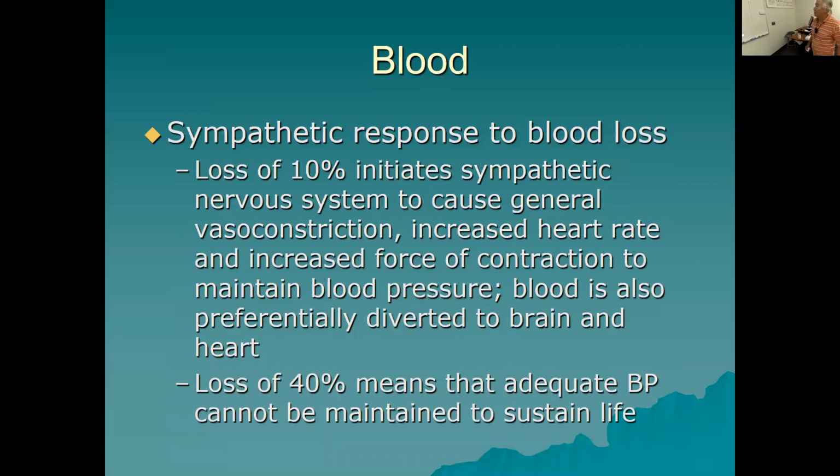Okay, sympathetic response to blood loss. Loss of 10% of blood initiates the sympathetic nervous system, causing general vasoconstriction, increased heart rate, and increased force of contraction, maintaining blood pressure. Blood is also preferentially diverted to the brain and heart. So if you lose 10% of your blood, you have a sympathetic response that shuts down everything in your body, causes vasoconstriction, and sends blood to your brain and heart preferentially to keep yourself alive. If you lose more than 40% of your blood volume, adequate blood pressure cannot be sustained, and this is death.